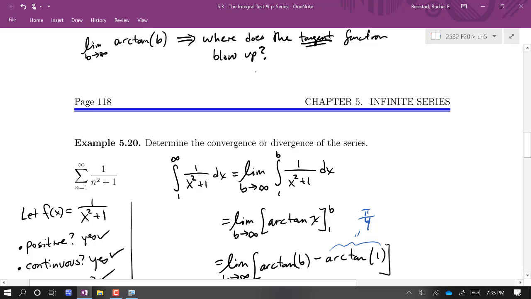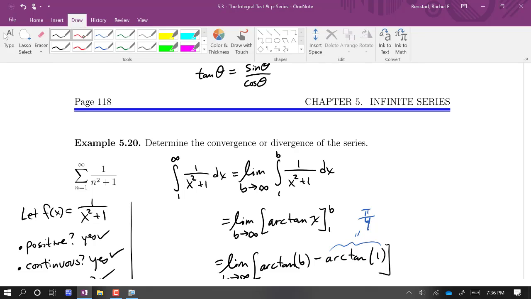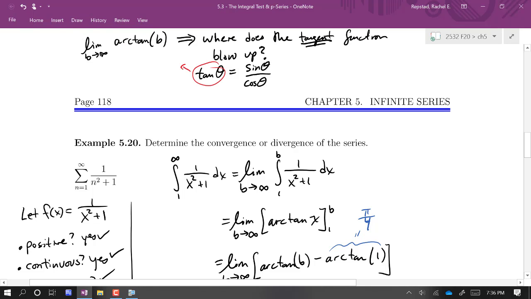To answer this, certainly you could look at a graph on your calculator. Just make sure your calculator's in radian mode, and you can suss it out that way. But I think the easier and more meaningful way is to think about what the tangent function is. One way we define tan theta is sine theta over cosine theta. And if we want to know where the tangent function blows up, what makes it get huge?